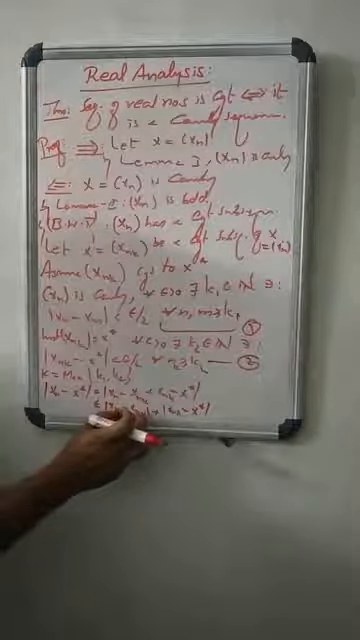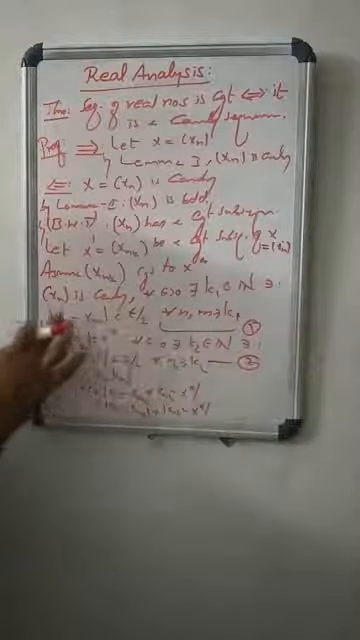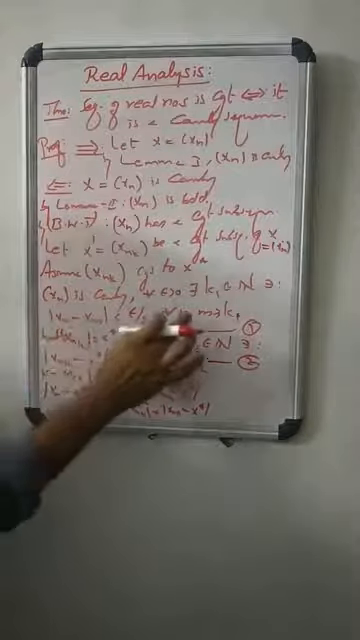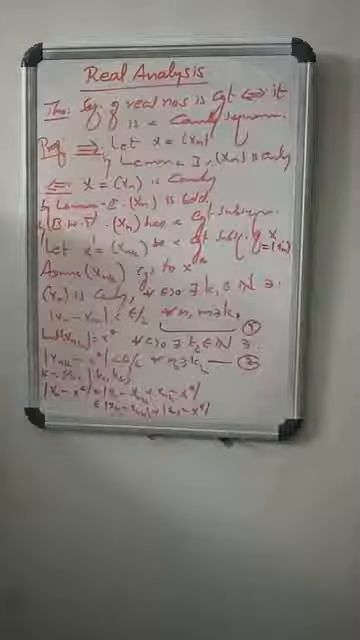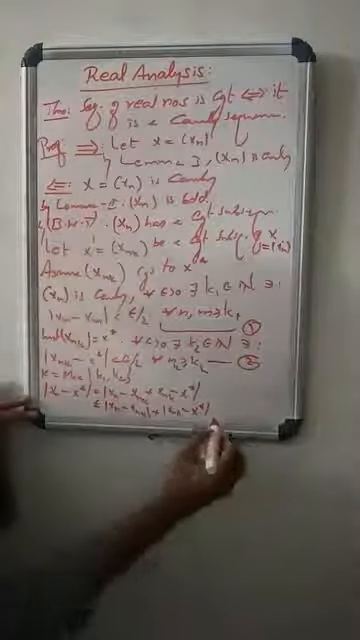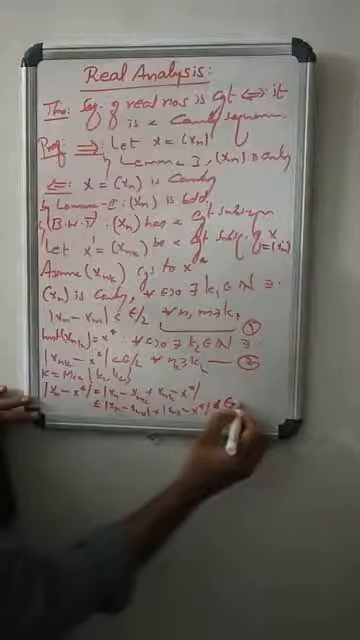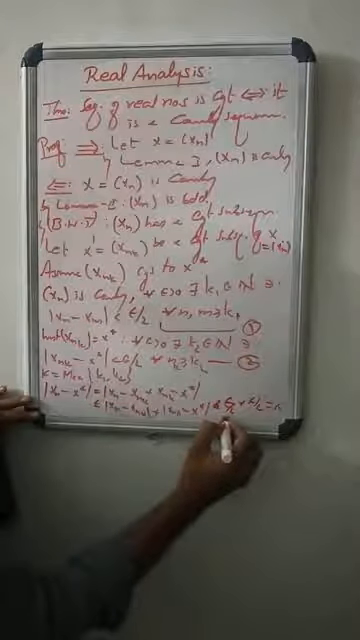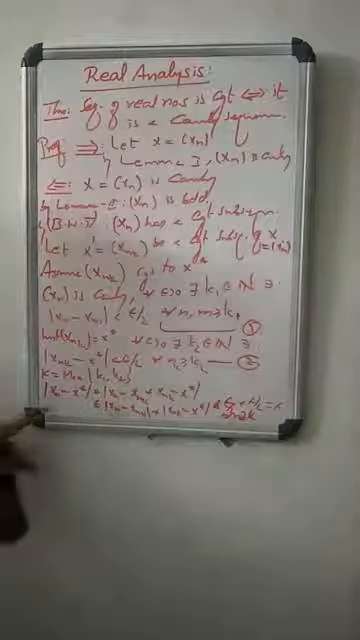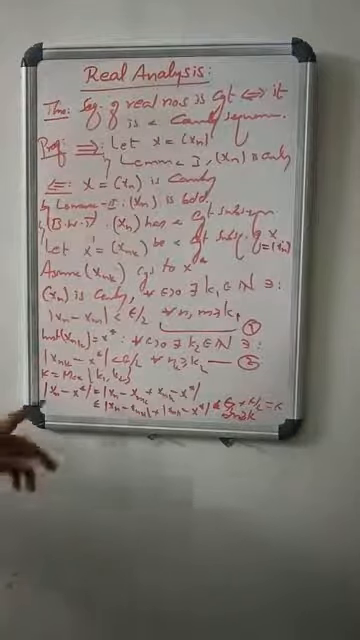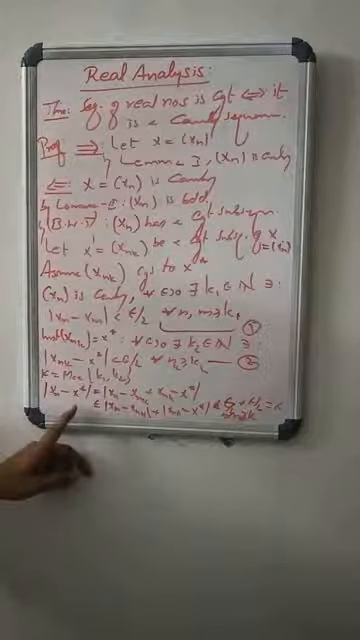What is modulus of xn minus xnk? Modulus of xn minus xnk is strictly less than epsilon by 2, that is true from 1. And modulus of xnk minus x star is also strictly less than epsilon by 2 from equation 2. So it is less than epsilon by 2 plus epsilon by 2 equals epsilon, for all n greater than or equal to k. That means modulus of xn minus x star is strictly less than epsilon for all n greater than or equal to k. That means xn converges to x star.